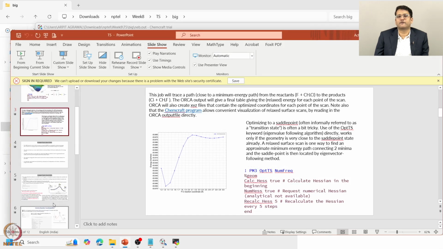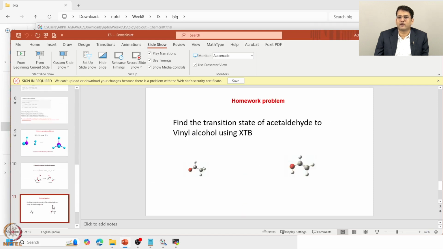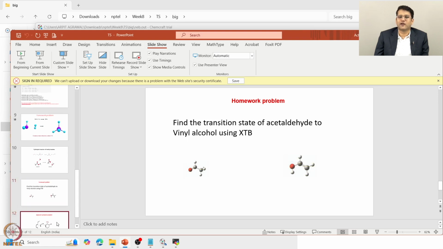As we have discussed, this will require much more practice. So I will give you 2 more homework problems. One is finding the transition state of acetaldehyde to vinyl alcohol using the same XTB. You can use relaxed scan or NEB, whatever you like.